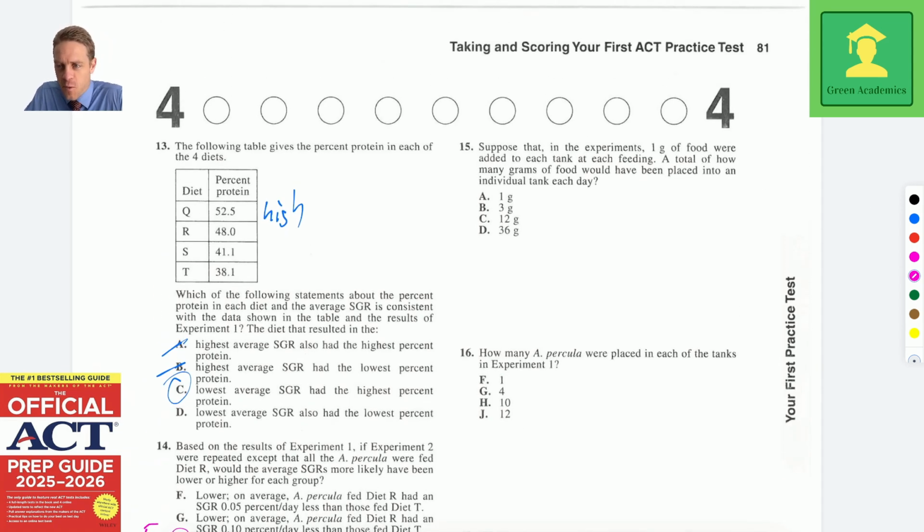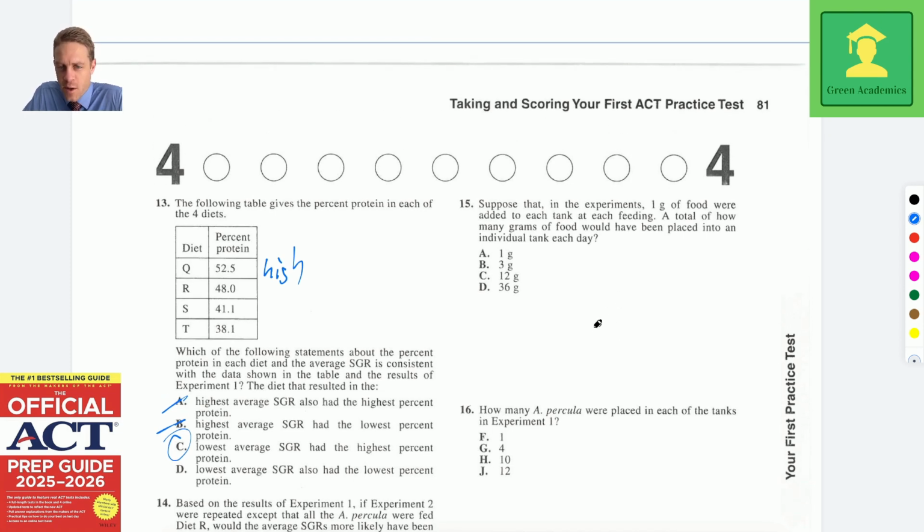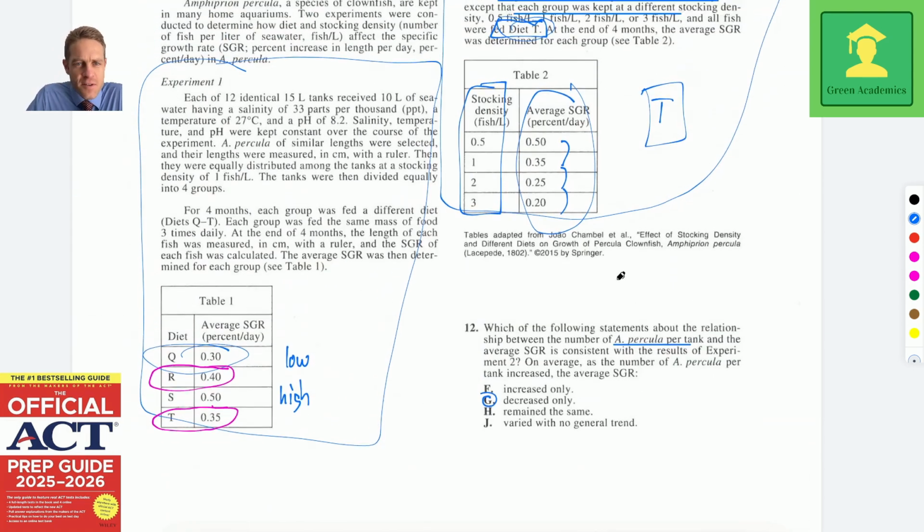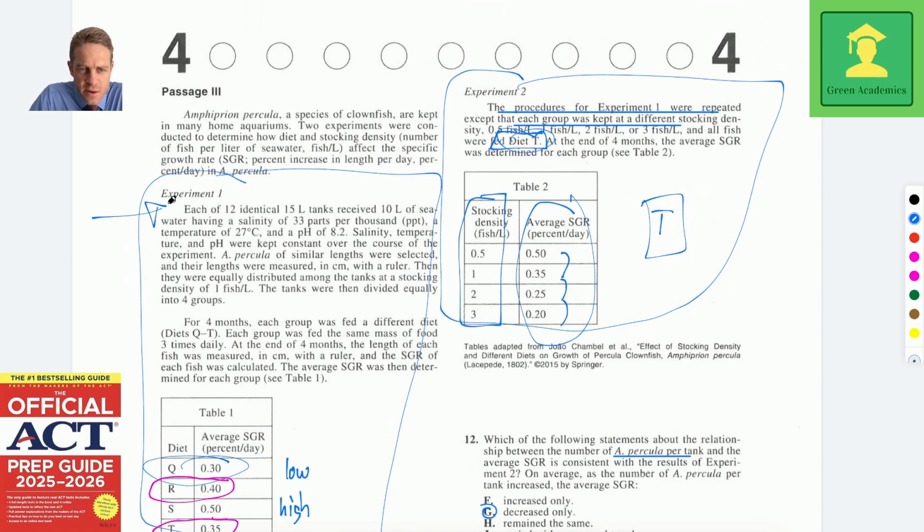Suppose that in the experiments 1 gram of food were added to each tank at each feeding. A total of how many grams of food would have been placed into an individual tank each day? 1 gram for each tank at each feeding is how much total into each tank per day. It must say that in the words, right? I'm going to go all the way back to here. Each of 12 identical 15-liter tanks received 10 liters of seawater having a salinity of 33, temp 27, pH of 8.2. Salinity, temperature, and pH were kept constant over the course of the experiment.